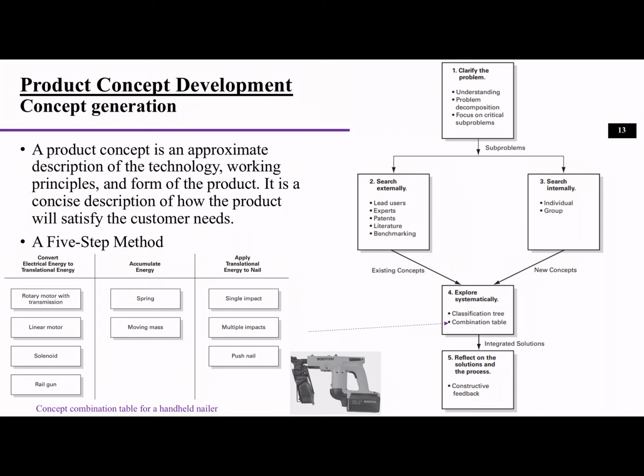Right, there are different solutions, and also to accumulate energy, it can be a spring, right? Spring system works, and also moving mass also works. The last one will be to apply translational energy to a nail. Then it can be a single impact or multiple impacts or push nails. There are different ways. So after we come up with all these different solutions, we can generate different concepts for the product design.